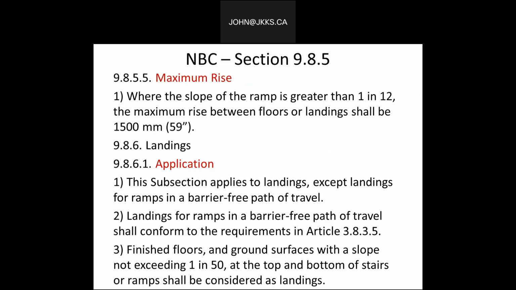So this subsection applies to landings, except landings for ramps and a barrier-free path of travel. Now, we see the word except. So there are exceptions, we'll call it, to the building code regulations. Landings for ramps and a barrier-free path of travel shall conform to the requirements, again, of Article 3.8.3.5, which is, again, Part 3 of the buildings, but really doesn't apply to residential buildings. But finished floors and ground surfaces with a slope not exceeding 1 in 50 at the top and bottom of the stairs or ramps shall be considered as landings.